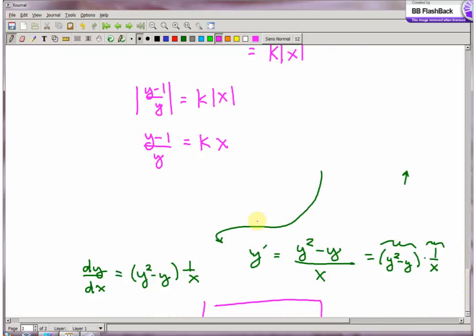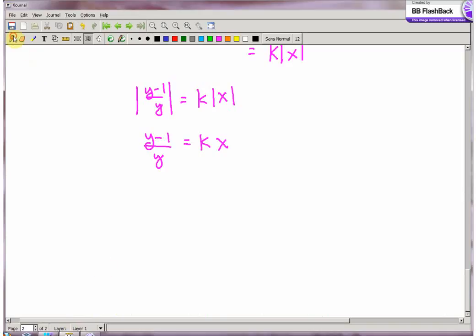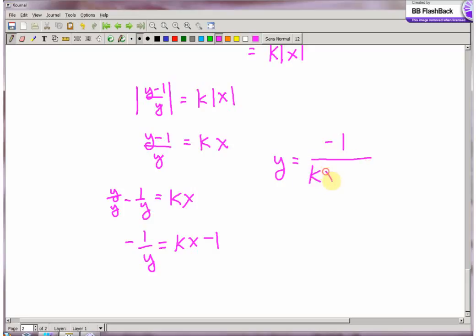So I'm down to this. Now this is what I have to solve. And it's kind of tough, right? It just keeps going on and on. Now I have two y's. What am I going to do about that? Well, just split apart this fraction. You get y over y minus 1 over y is equal to kx. Okay, and y over y, of course, is just 1, right? So this is the same thing as 1 over y is equal to kx minus 1. Now take the reciprocal of both sides, and you get y is equal to 1 over kx minus 1, with a minus sign: y is equal to minus 1 over kx minus 1.